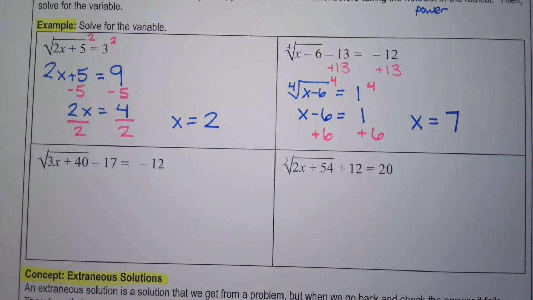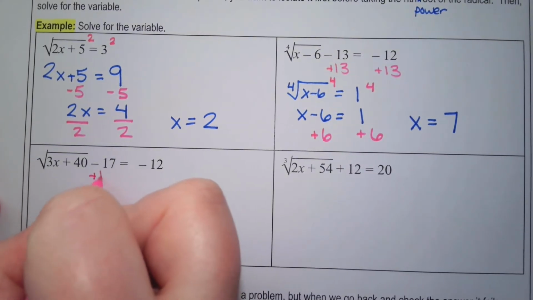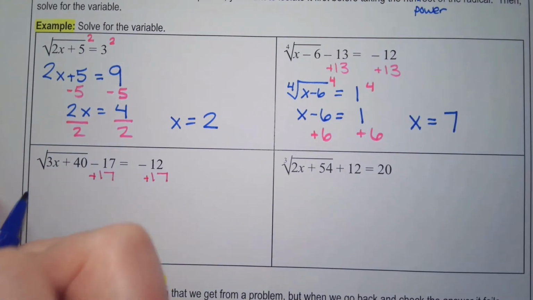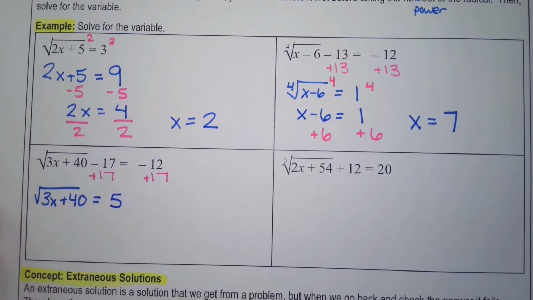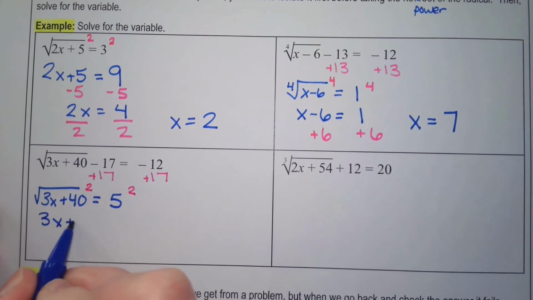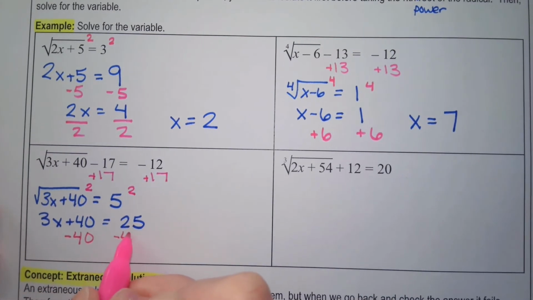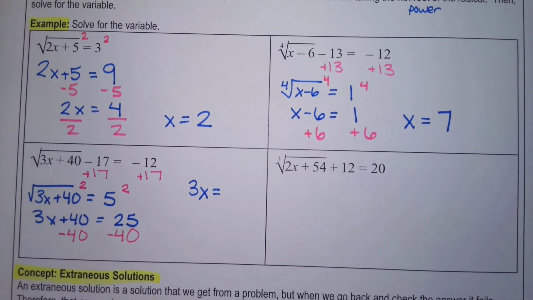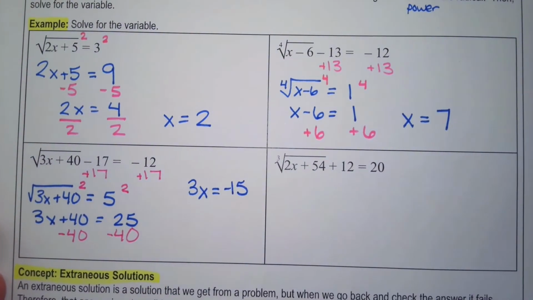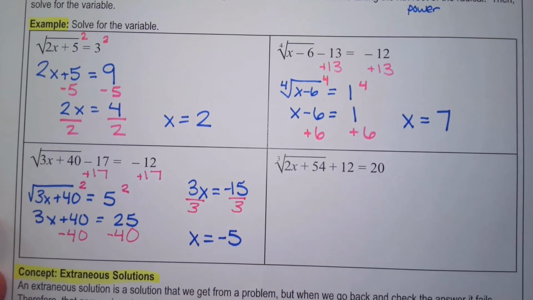All right, our next one, again, we see we have a minus 17 after the radical, so we have to start with adding 17 to both sides. So we have the square root of 3x plus 40 is equal to 5. This is a square root, so we square both sides to get rid of the root. So 3x plus 40 is equal to 25. Subtract 40 from each side. So 3x is equal to negative 15. Divide both sides by 3. And we get x is equal to negative 5.